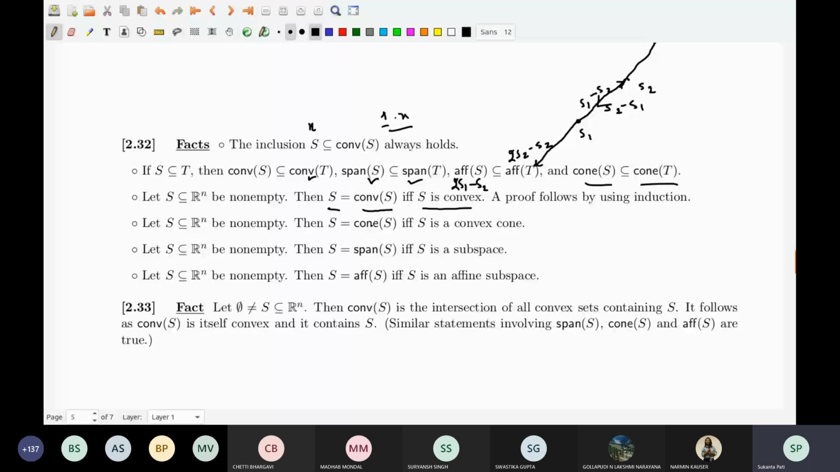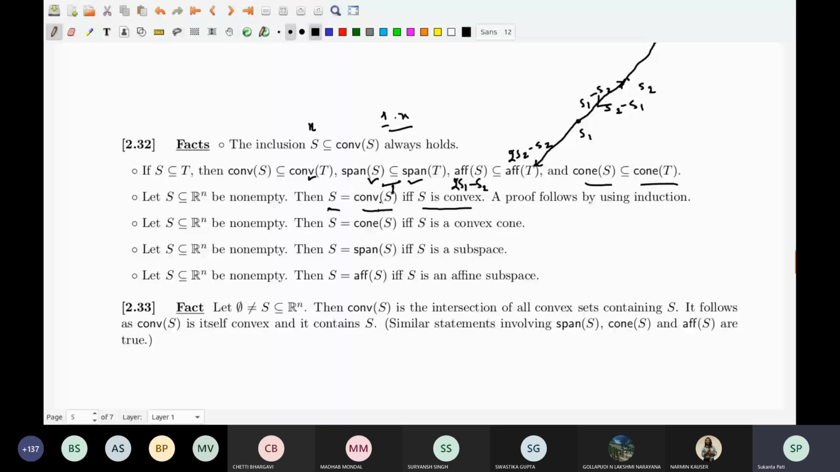Okay. And if S is equal to the convex hull of S, then S itself is convex, right? If S equals the convex hull of something, you can take the convex hull of T or the convex hull of anything. Then S is convex itself, by definition, because you have already said the convex hull of anything is a convex set. So if S is equal to the convex hull of S, then definitely S is convex.